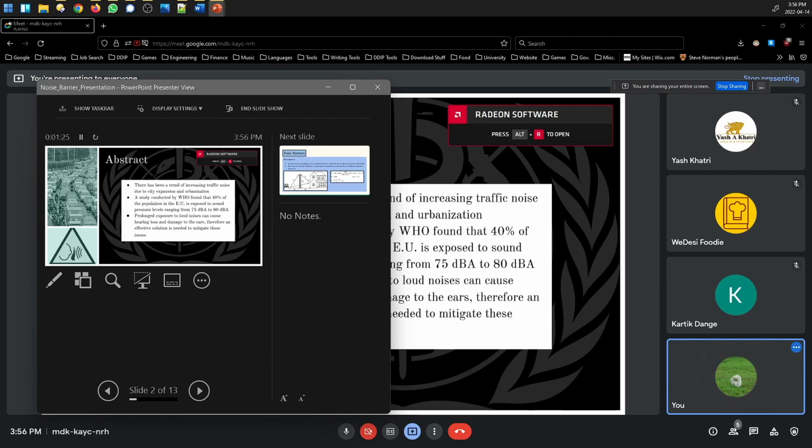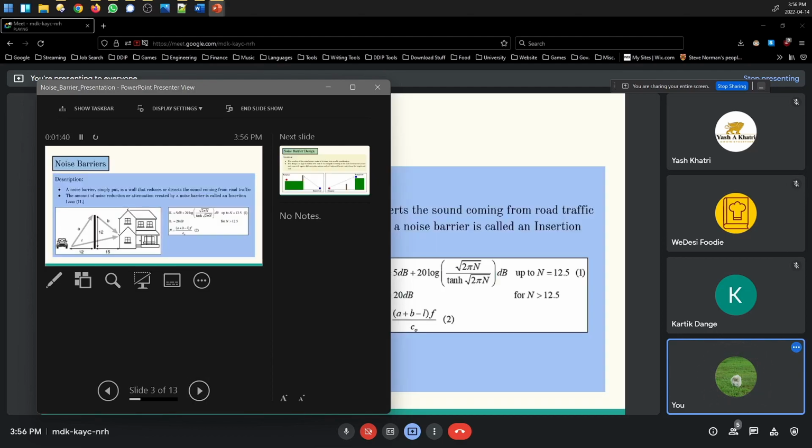We need to be careful and make sure people's hearing stays intact in urban areas and areas where a lot of noise and sound is created, to help increase the standard of living. So, a noise barrier is one solution to this problem.